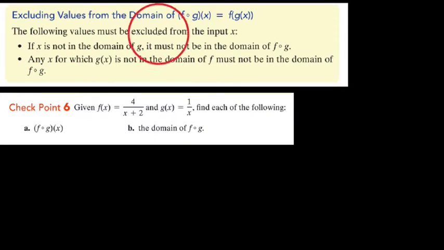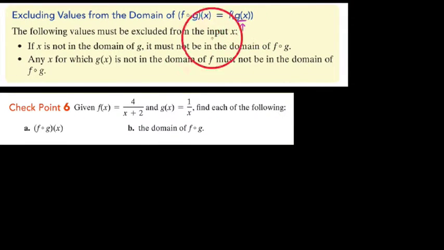Here are the important bits of news that I need to get across. The following values must be excluded from the input of x. The very first are the x values that are not in the domain of g. We have to exclude those from the composition. Basically, if the inner function has any x values that, when you plug them in, cause it to be not real or undefined because you're dividing by 0, we should take those out of the domain, because you're not going to get f of g of x if you can't even get g of x in the first place.